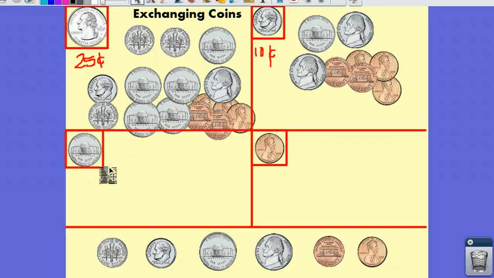And now I want you to try the same for the nickel and the penny. Make an even exchange for those coins. Press pause to work. Press play when you're ready to check.